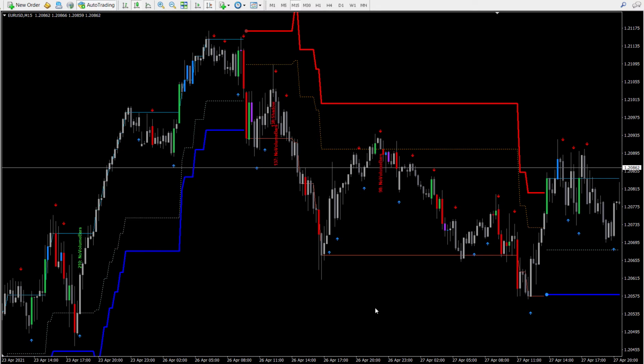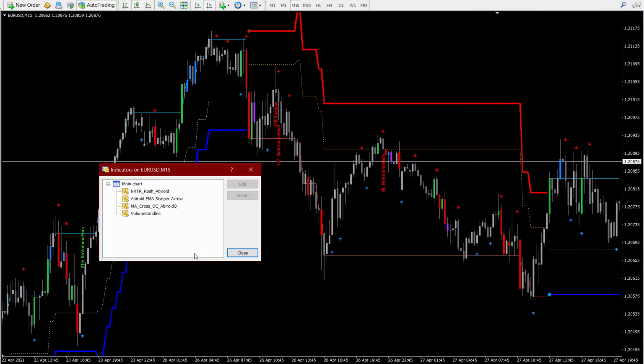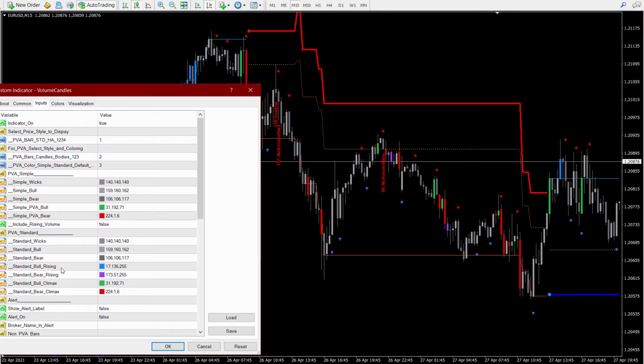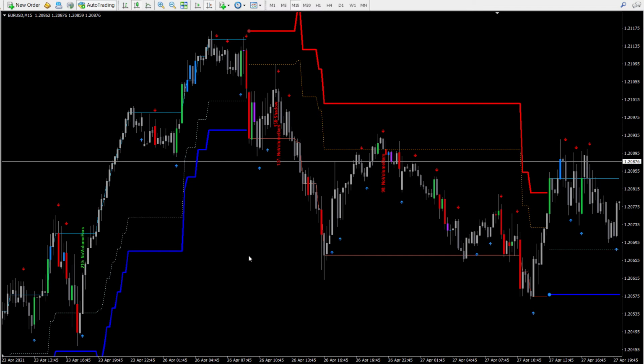Now the volume bars, as you can see these red and green bars: the red bar indicates a strong sell volume, the green bar indicates a strong buy volume, the purple indicates a medium sell, and these blue bars indicate a medium buy volume. And this extras indicator sets these bars, and it will be available in the extras folder.